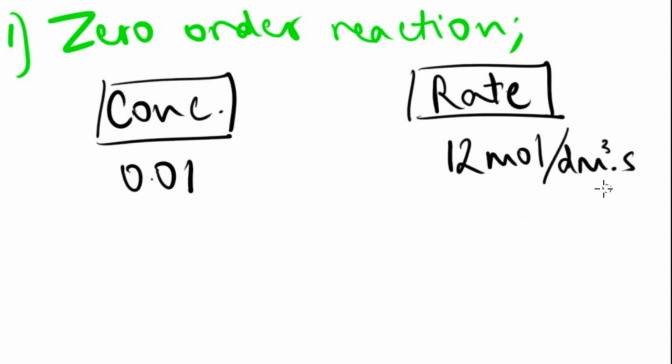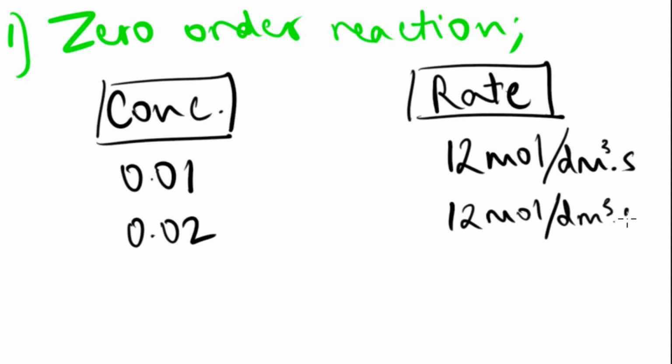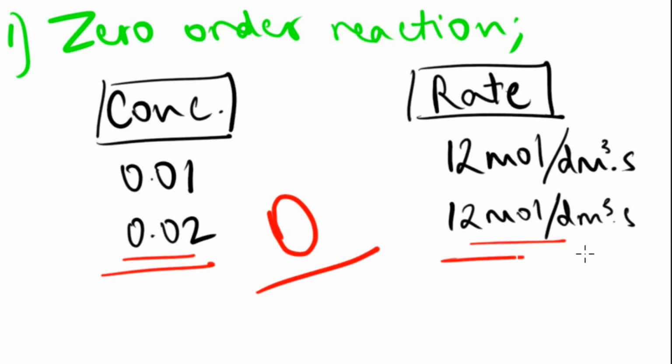So if I double the concentration, make it 0.02, and there is no effect on the rate, it continues to remain 12, then it is a zero order reaction. If I triple the concentration, make it 0.03, and the rate is still the same, then it is also a zero order reaction. When there is no change to the rate, no matter how much you change the concentration of the reactants, it is zero order.